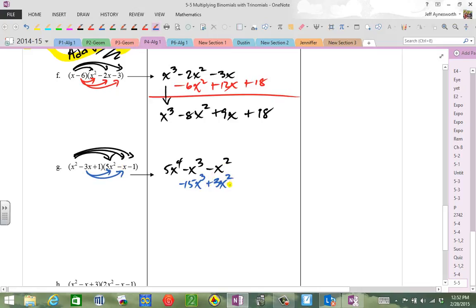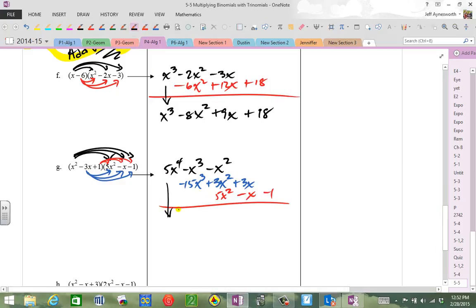Again, you'll see me line up like terms. And then negative 3x times negative 1 is positive 3x. Switching colors, distributing through the 1. 1 times anything is itself, so you can just rewrite the polynomial, because 1 times anything is itself. So we get 5x squared minus x minus 1.